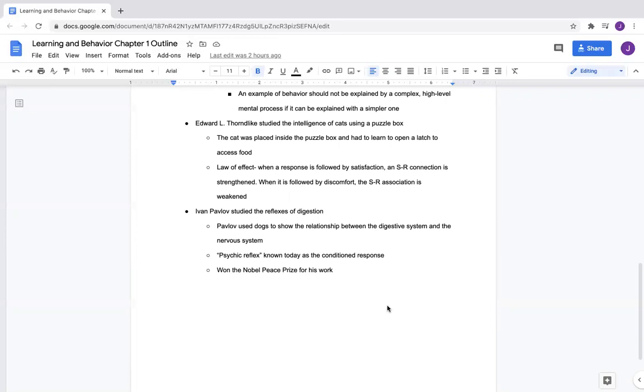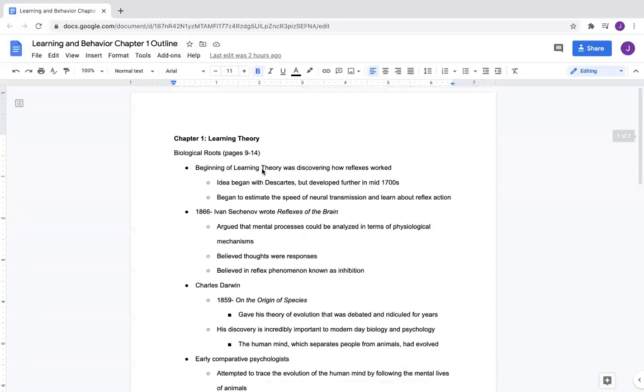So that is the end of the section that was titled in the book, Biological Roots. There were 4 main sections of this chapter, so I encourage you to look at the other 3, and good luck on your quiz for this chapter.